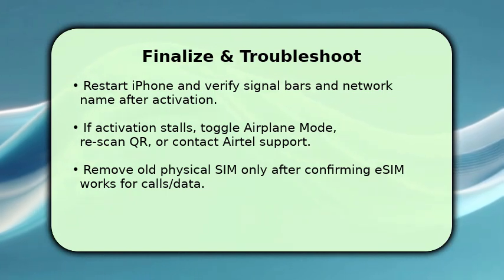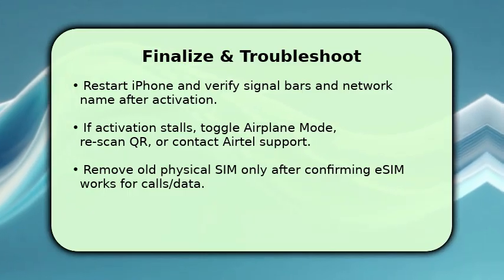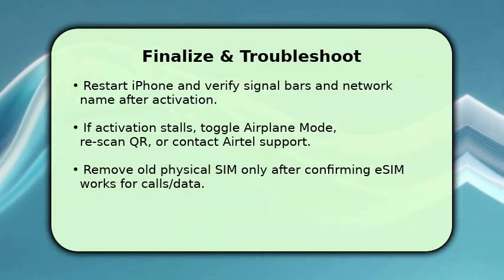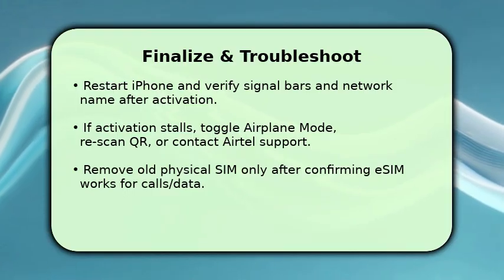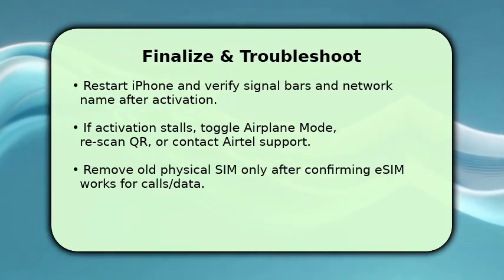You should see the new plan active under Settings Cellular and be able to make a test call or use mobile data. If activation stalls, toggle airplane mode, restart again, and retry scanning the QR. Manual code entry often resolves problems.